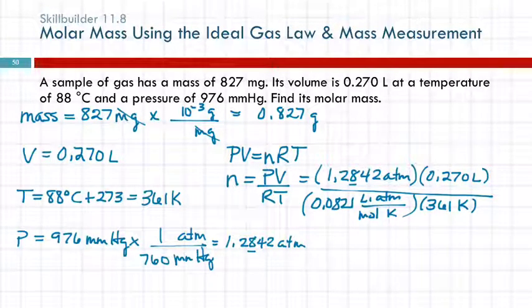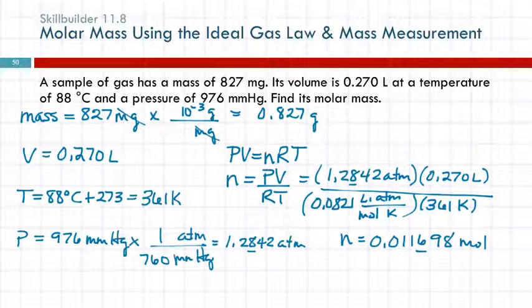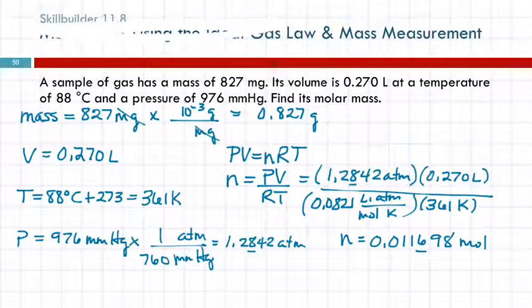Plug that into your calculator. We'll see if we can get the same number. I'm getting 0.011698 moles. You get that? If you got a really big number, you're miscommunicating with your calculator. It has to do with the dividing by 2 terms business.